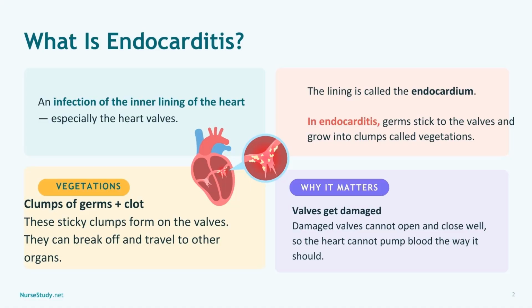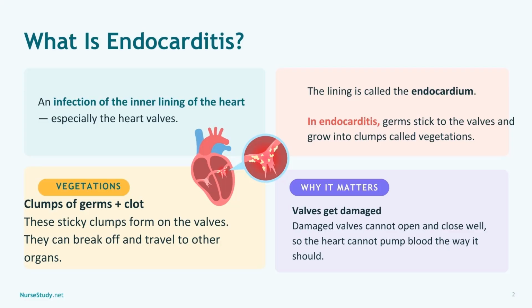What is endocarditis? Okay, let's start with the basics. Endocarditis is an infection of the inner lining of the heart, and especially the heart valves. Here's an easy way to picture it. The inside of your heart has a smooth lining called the endocardium. Think of it like the smooth paint on the inside walls of a room. Now imagine germs get into the bloodstream and stick to that lining, especially on the valves. As those germs grow, they clump together with little bits of clot and form sticky blobs. We call those blobs vegetations.